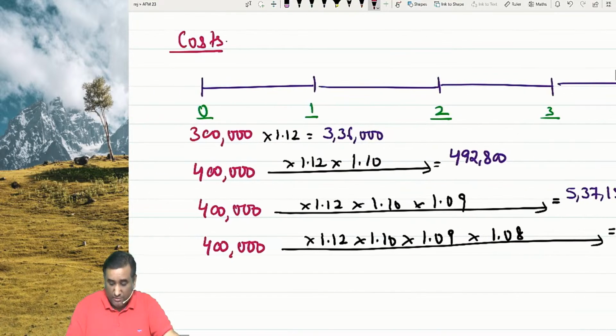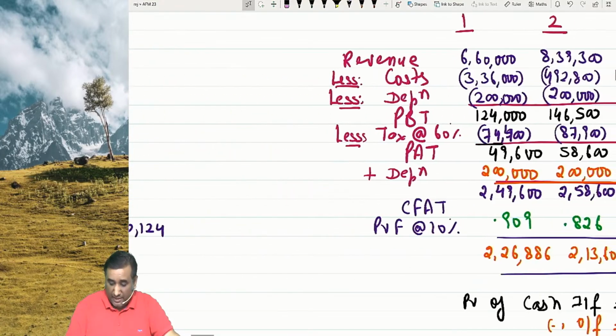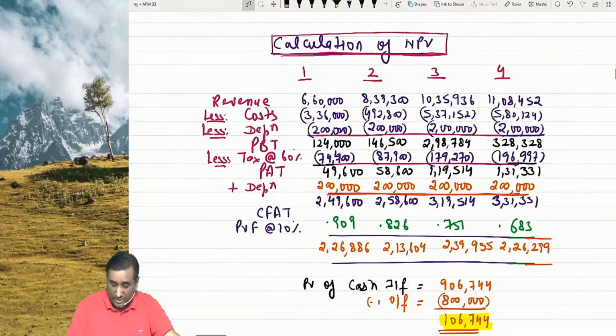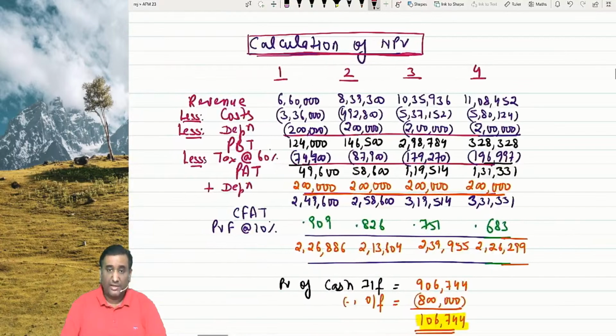Similar exercise I do for what? Cost. And then when I make my CFAT NPV calculation, revenue minus cost minus depreciation. Depreciation will not get impacted by the inflation. Depreciation is on what cost? Historical. So depreciation is on a historical cost. So it will be 2 lakh, 2 lakh, 2 lakh. PBT, tax, PAT, add depreciation, get what? CFAT, and then you can calculate my NPV.